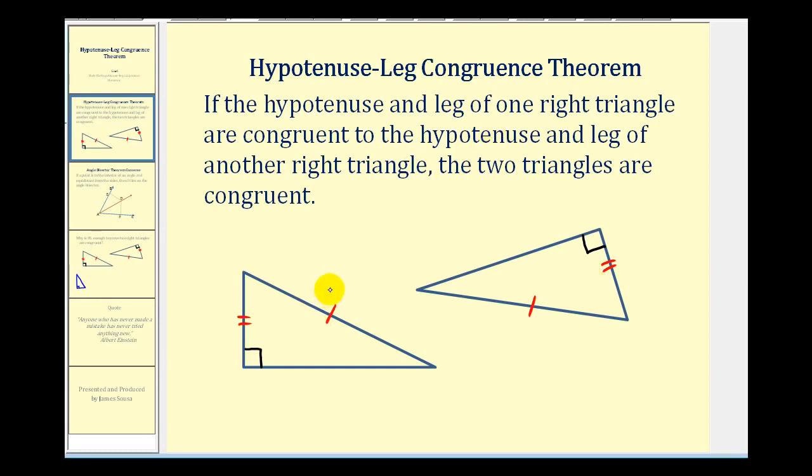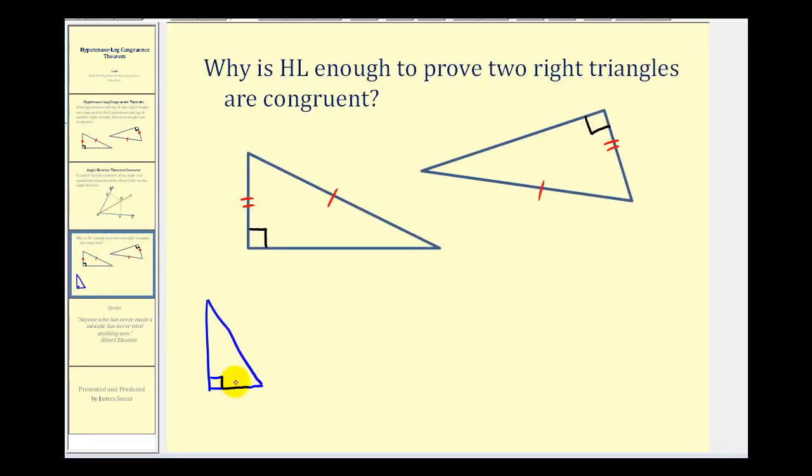If we take a look at the given information, notice that we have side-side-angle, which is not enough information to prove two non-right triangles are congruent. So let's take a look at why it is enough information to prove that right triangles are congruent. And it's based upon something you learned in algebra. Do you remember the Pythagorean theorem?